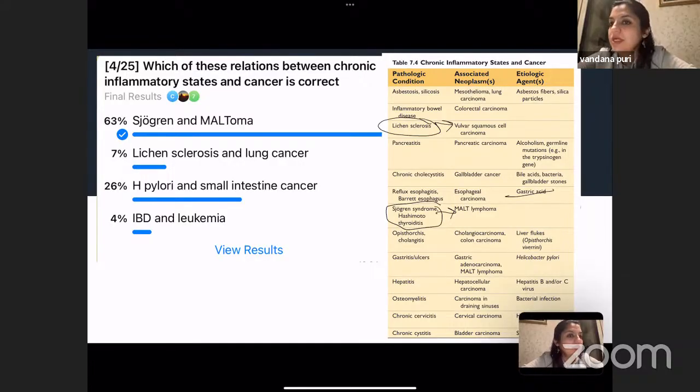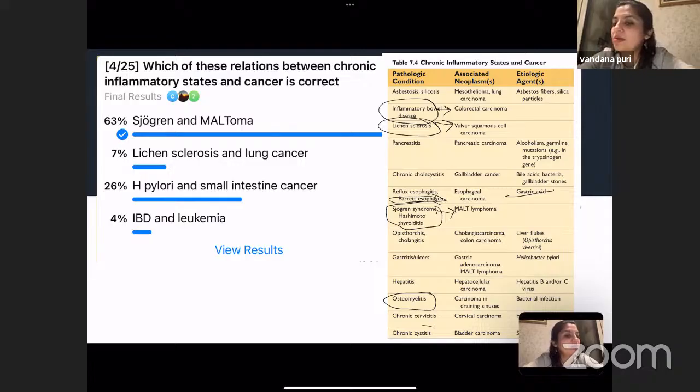And IBD, so this is very important. Inflammatory bowel disease typically causes colorectal carcinoma. Please remember, Barrett esophagus causes adenocarcinoma of the esophagus in the lower one-third. Remember that always. Plus, osteomyelitis typically causes carcinoma in the draining sites. So you're going to tell me in the comments below what the carcinoma in the draining site is also called. What is the other name for that? Please write in the comments below.